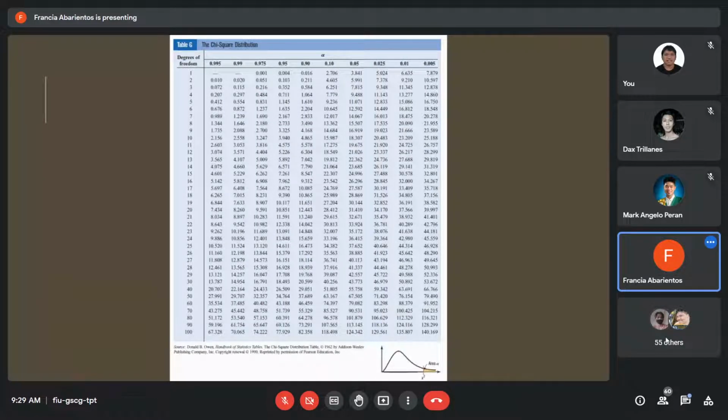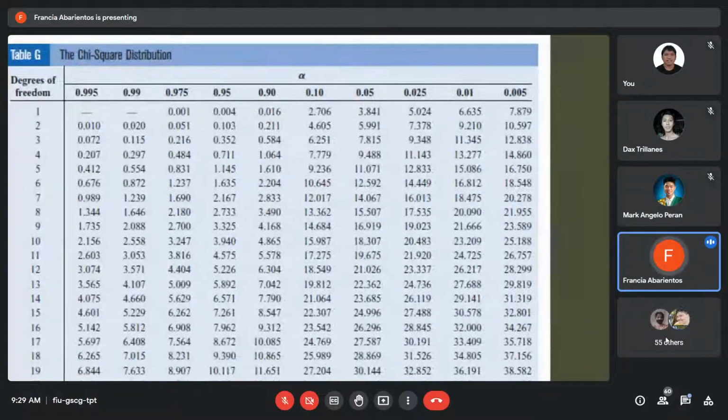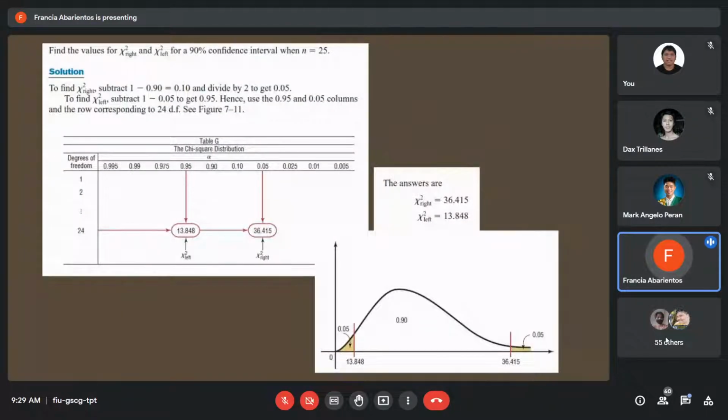Ayan. Naman yung mga given, madam. Ayan. Given pa rin sa atin yung degree of freedom, but eto, direkta na yung alpha natin. Alpha. Okay, so this is now an example of a chi-square distribution. So, given sa atin, find the values for the chi-square at the right and chi-square at the left for a given 90% confidence interval when n is 25.